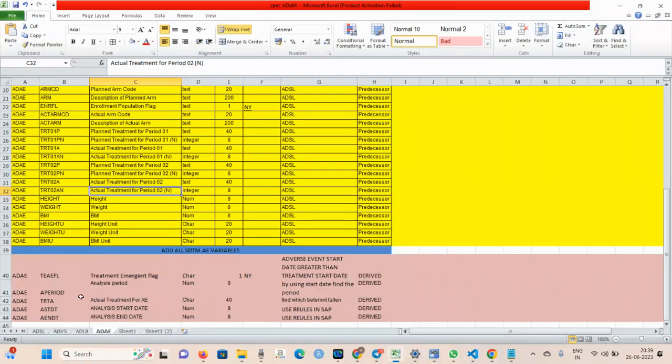So the A period is done and treatment TRTA is done. Find which is the treatment given. If A period is 1, that is actual treatment 1, and if the A period is 2, then that is actual treatment 2. I will give the derivation, the batch code, everything for this one.